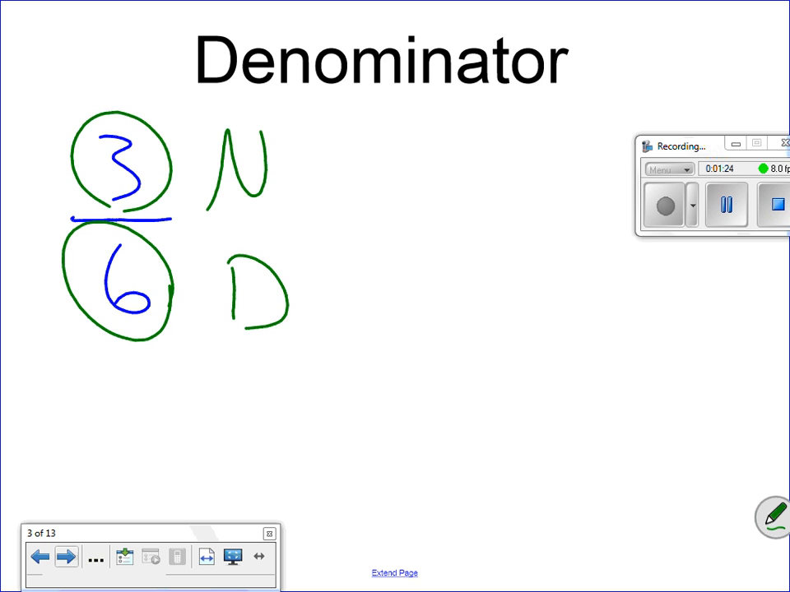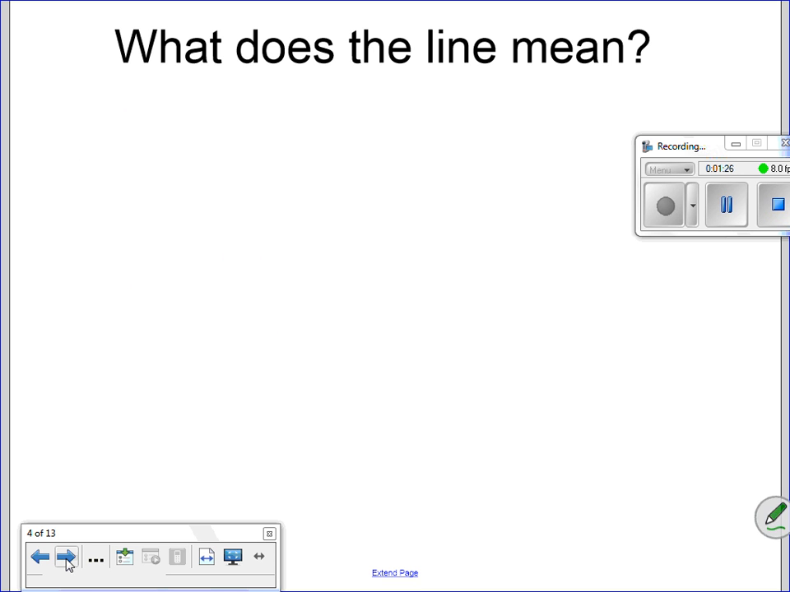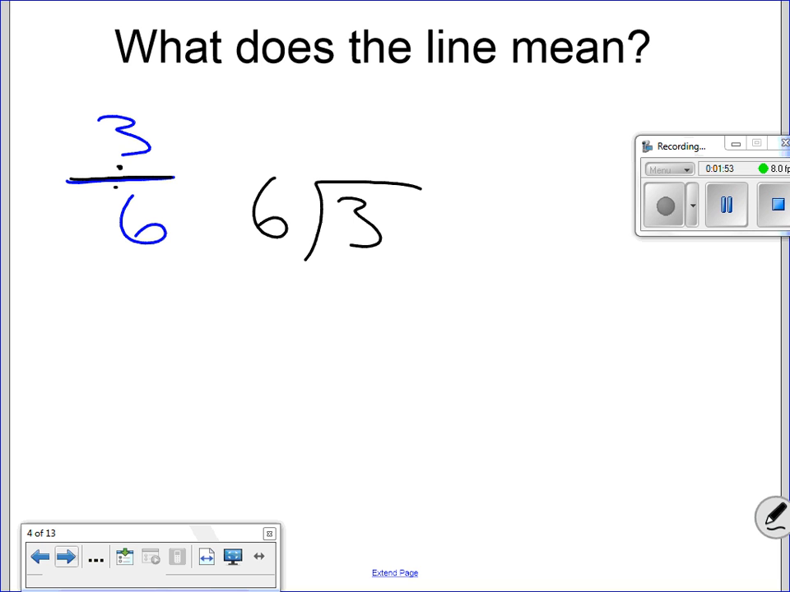Okay. The next thing I'm going to teach you is what that line means. 3/6. This line in the middle is what I'm talking about. This is a division sign. Okay, you don't always put the dot above and below, but it means division. So if I'm taking a look at this and I want to find out what percent of the pizza or what decimal of the pizza is pepperoni, if 3/6 is, I have to divide 3 divided by 6.